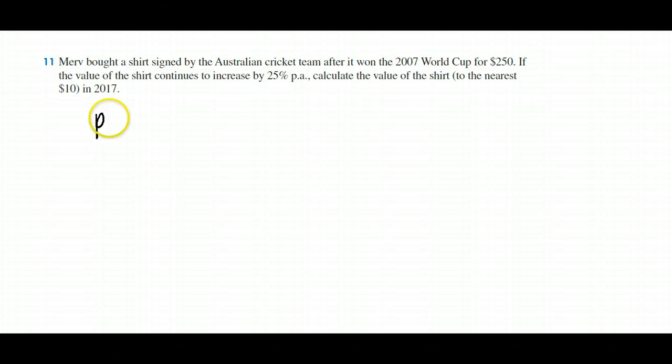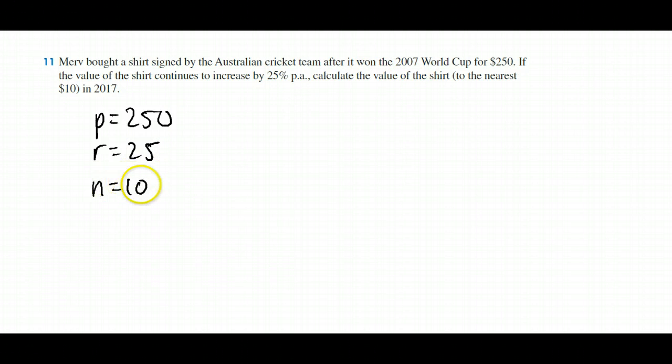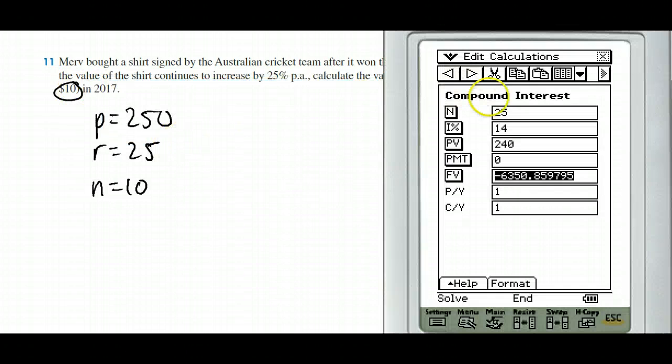Okay, in question 11 we've got a principal value of 250. The rate is 25 and we want to know the value of the shirt in 2017, which is 10 years later. So N equals 10 and our answer's got to be to the nearest $10. So N equals 10, I equals 25, P equals 250. So our answer is 2,328, and to the nearest $10 is going to be 2,330.